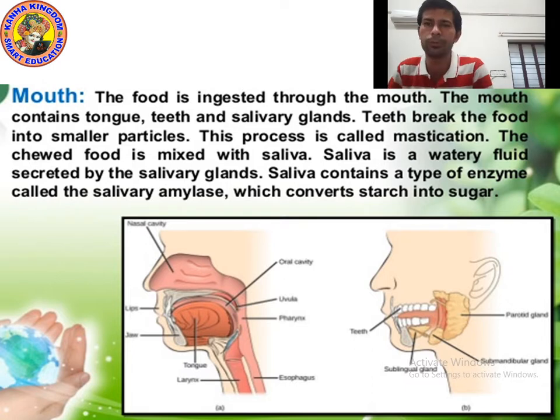And in your book, what is written? In your book, it is written clearly that saliva converts starch into sugar. This line is written: saliva converts starch into sugar. Okay, I hope you understood. Let's move on to the next point.